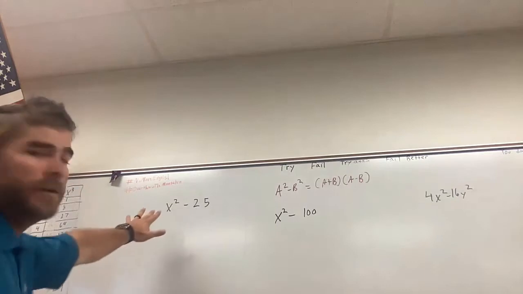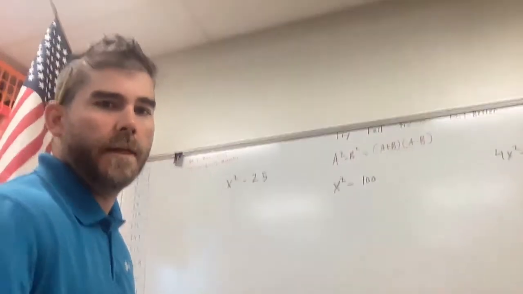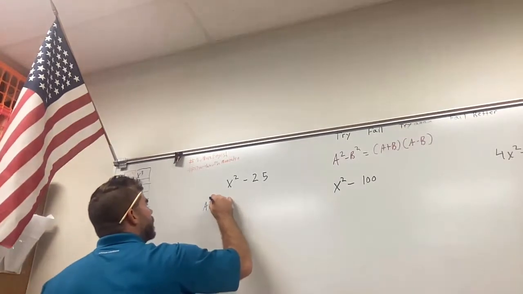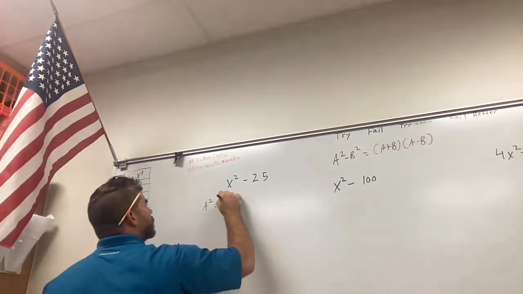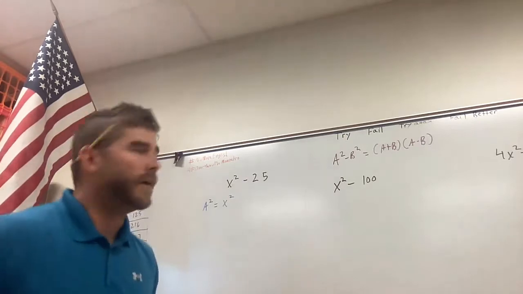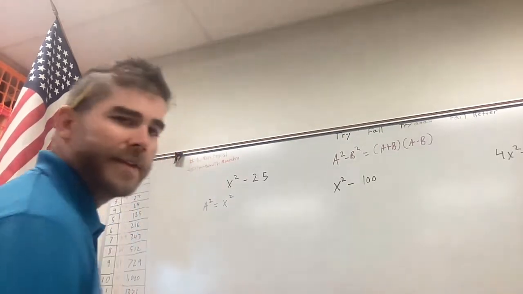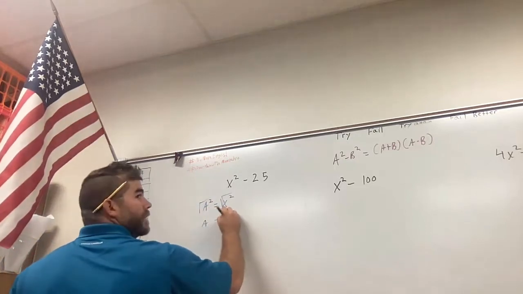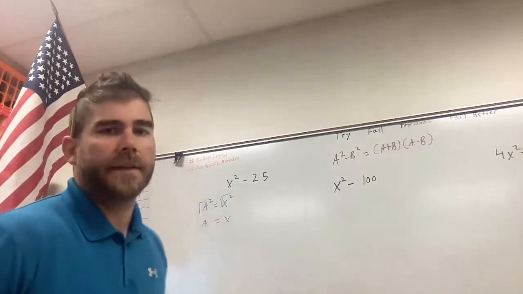And what I'm going to do is take the first piece, which is x squared. I'm going to call that a squared. So I'm going to say a squared equals x squared. All right, so that makes sense. First thing is a squared. I'm going to take the square root of both. Square root of a squared, square root of x squared. That's a equals x.